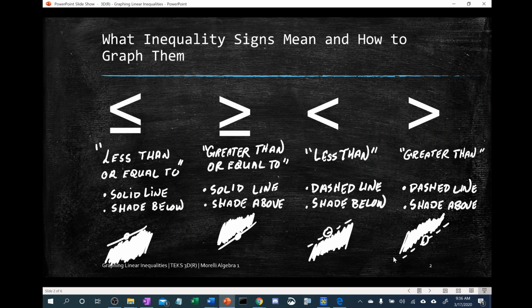I like to include these sketches even when I'm working problems, just to remind myself of what I'm looking for in my answer choices. Okay, moving on.